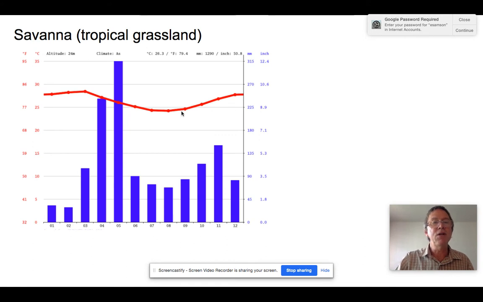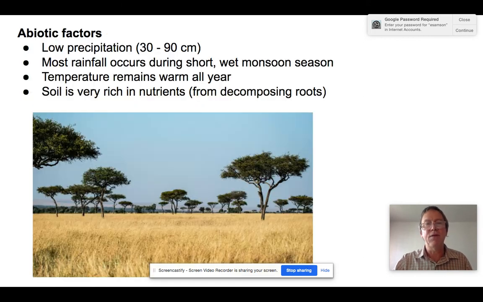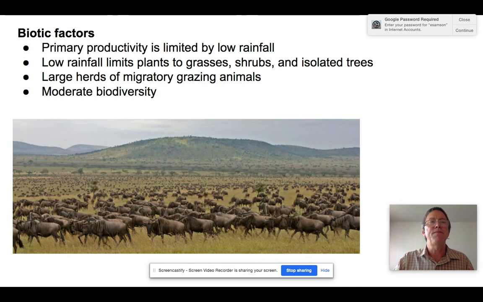You notice here too that there's not a lot of precipitation most of the year. We're talking about maybe 13 centimeters of rain. All of a sudden you have this one brief period of time where there's a lot of rainfall. Abiotic factors: the low precipitation, the short wet monsoon season, and soil, again, is going to be rich in nutrients from all these decomposing annual plants.